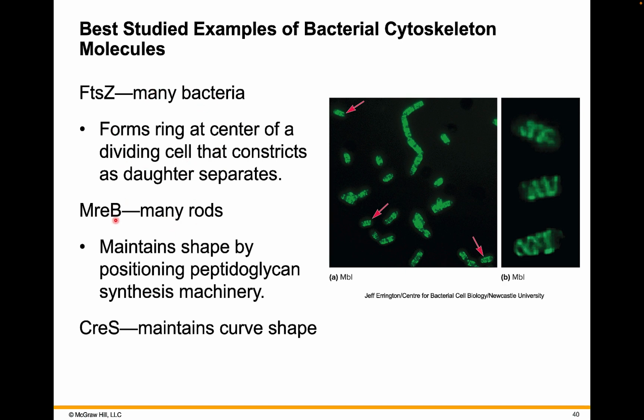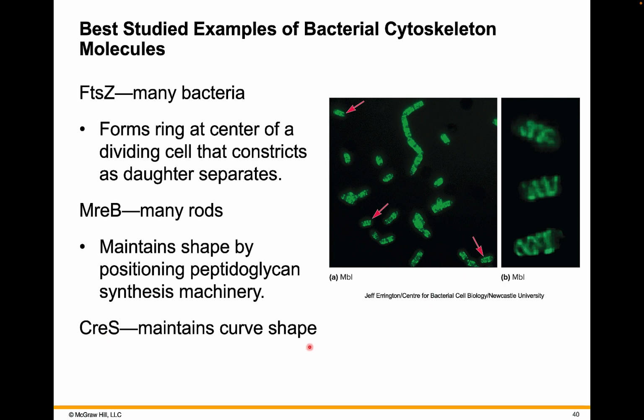So the MreB, on the other hand, forms many rod-shaped structures, and these maintain the shape and the positioning of the peptidoglycan synthesis machinery. And we're going to talk about this MreB protein as well when we talk about cell growth and division. And also there is another one, which is the CreS. This also maintains the curved shape of the structures.